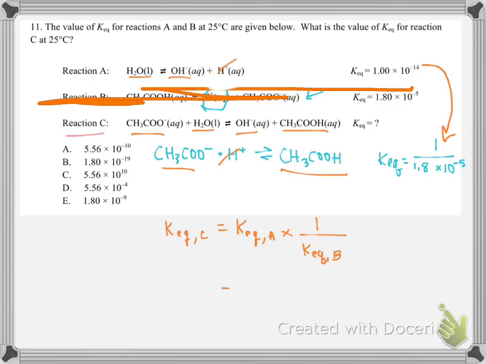And so we can put the actual values in. So we'll have 1 times 10 to the negative 14th times 1 over 1.8 times 10 to the negative 5. And the answer you end up getting is 5.55555, let's call it 6, times 10 to the negative 10. So that's super reactants favored. And it is also answer choice A.